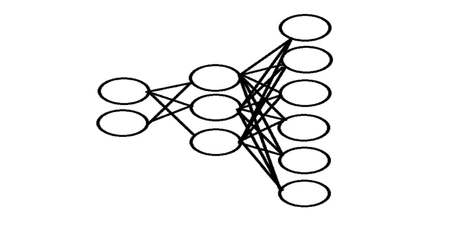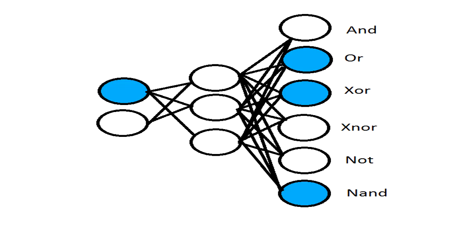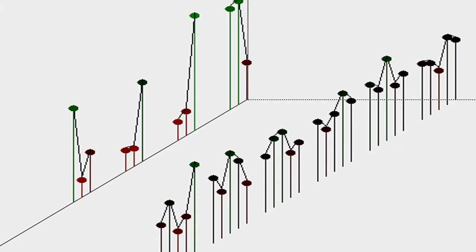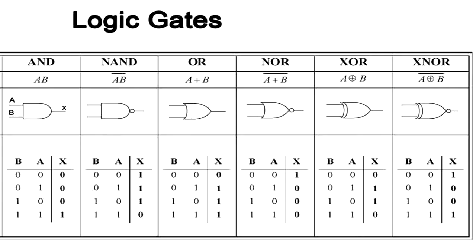Alright, each of those circles represents a neuron. Now, those lines connecting the dots are called weights, which are values that change the output based on the input. So you feed in some inputs and then you get an output. What you're trying to do is find the perfect weights that will give you the right outputs. This neural network is learning something called logic gates.